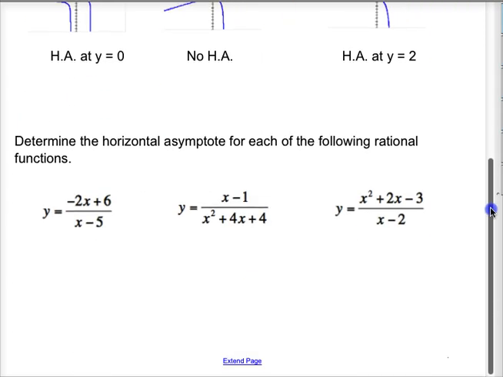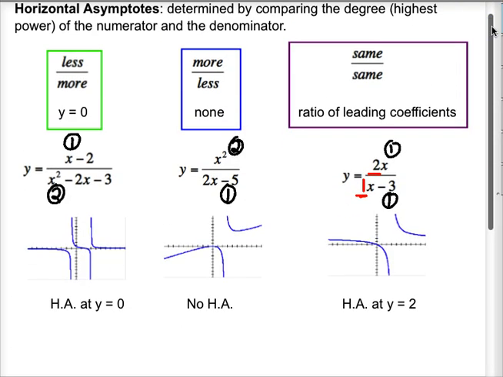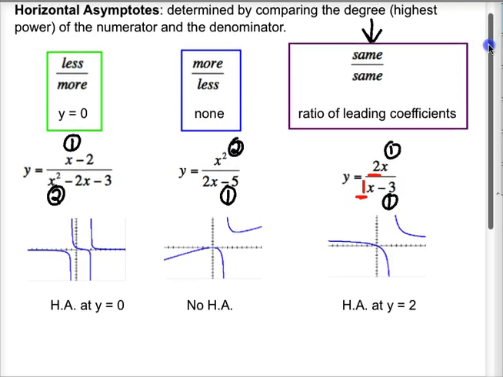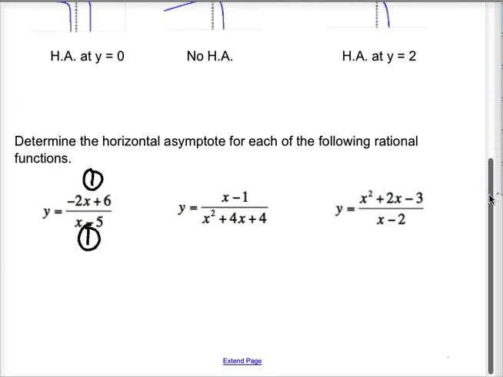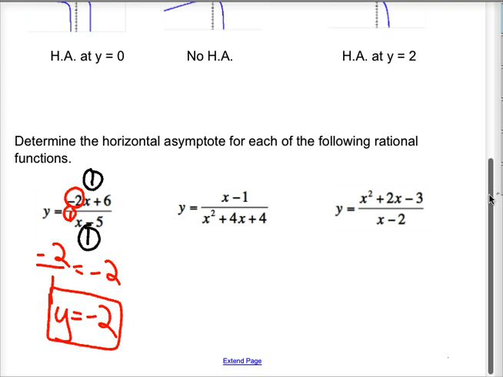So let's take a look at these. So I need to compare the degrees. So here's a degree 1 over a degree 1. So when the degrees match, that means I'm looking at that case. Same over same means I need the ratio of the leading coefficients. So I need negative 2 divided by 1. That's going to give me a horizontal asymptote at the line y equals negative 2.